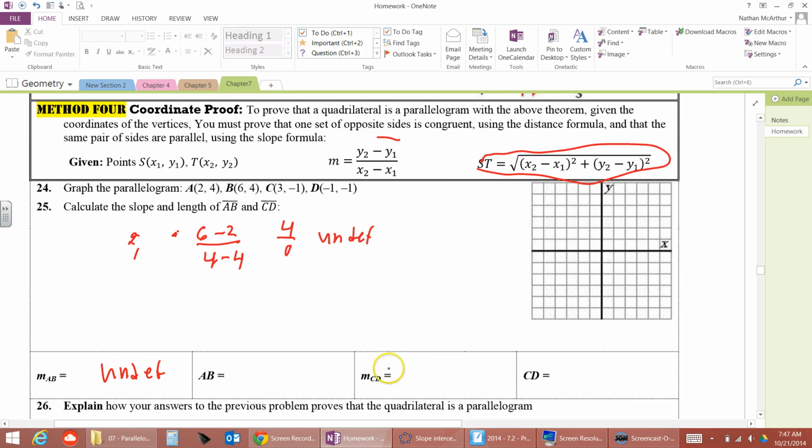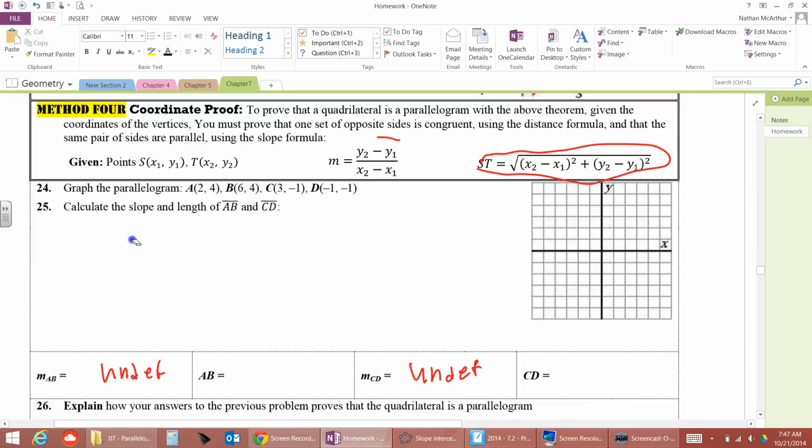All right, so now I do the slope of CD. And I say negative 1 minus 3 over negative 1 minus negative 1, which becomes negative 4 over 0, which is undefined. So my answer is undefined. Do they have the same slope? Yes. Awesome. So, problem solved. I've got my slope portion taken.